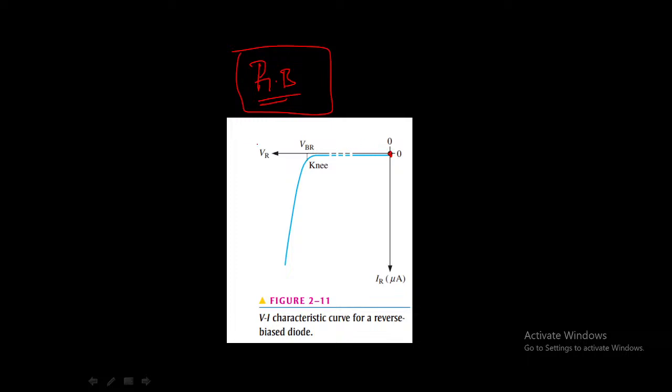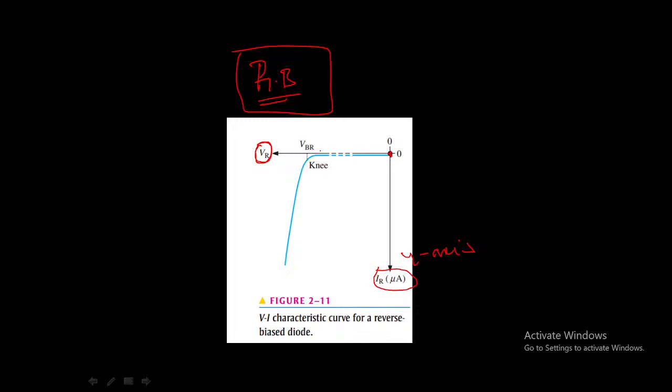The voltage is represented on the x-axis. This is the reverse bias voltage VR, and the reverse current IR is measured along the y-axis. If you observe, the voltage value keeps increasing, but the current value is still stable, almost zero. Only a small amount of leakage current will be flowing.